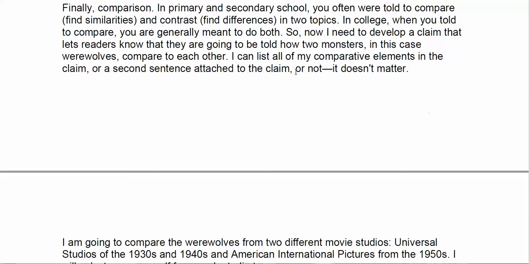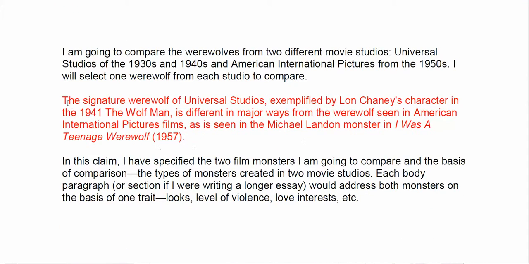I can, as I say up here, list all my comparative elements in the claim, or sometimes the second sentence, but I don't have to. I don't have to tell you in my claim what all my topics of comparison are going to be. I can, but sometimes that leads to really long, clunky claims, but that's your choice. So my claim, finally here in red: the signature werewolf of Universal Studios, which is exemplified by Lon Chaney's character in the 1941 The Wolfman. Oops, I lost my italics there. The movie title should be in italics. So the signature werewolf of Universal Studios is exemplified by the Wolfman, and it is different in major ways from the werewolf in AIP studio films, as is seen in the Michael Landon monster in I Was a Teenage Werewolf. So I've got two monsters, one from The Wolfman, one from Teenage Werewolf.